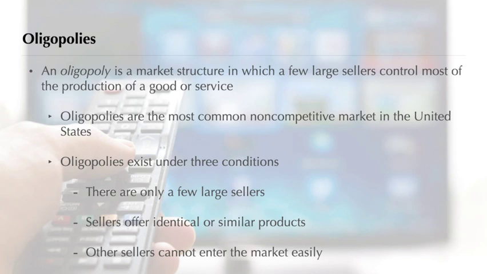The most commonly non-competitive market in the United States is the oligopoly, a market structure in which a few large sellers control most of the production of a good or service. In general, an oligopoly exists when three conditions are present. There are only a few large sellers, sellers offer identical or similar products, and other sellers cannot enter the market easily.